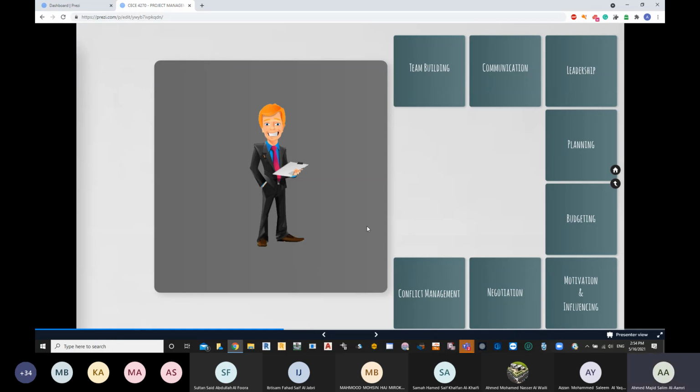And then we have budgeting. What is the meaning of budgeting?